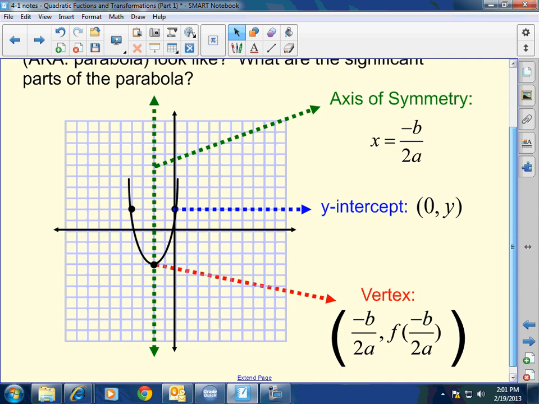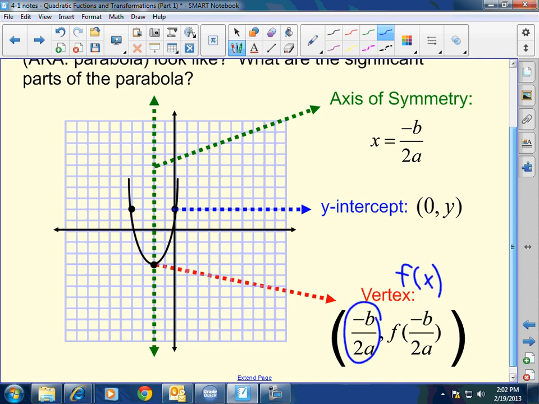Sorry about that. And once you plug in the negative b over 2a into your function, then you get your y value. That's why I have f of negative b over 2a. Think about it like this. It's f of x, right? But isn't this x? So I'm plugging that x into the function. I think that made sense for some of you guys. Does that make sense? Okay.